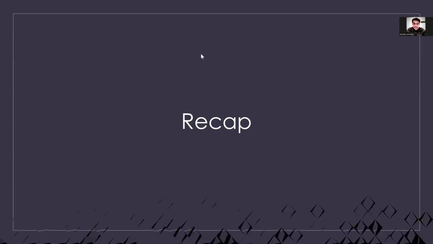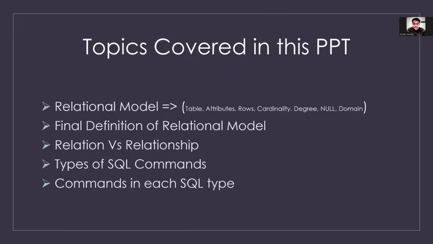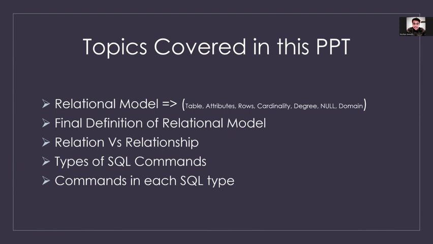Now next are the topics which I will cover in this presentation. Here you can see five topics I will cover today. First, what is the relational model? What are the features we can get to know while understanding the relational model: the table, attributes, rows, cardinality, degree, null, and domain. Next is the formal definition of the relational model. Third one is relation versus relationship, with reference to a database management system. Fourth one is the types of SQL commands, and fifth one is commands in each SQL type.